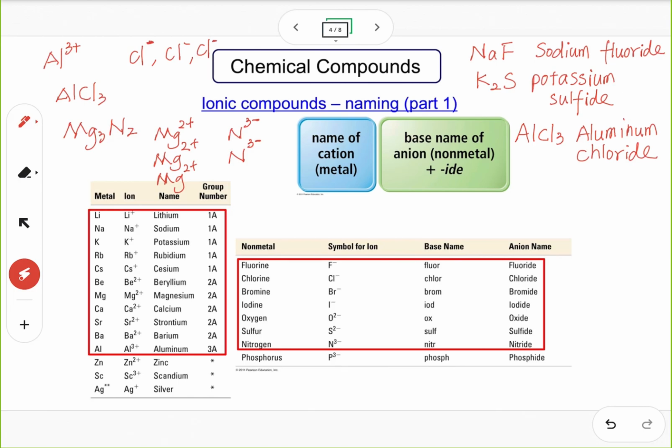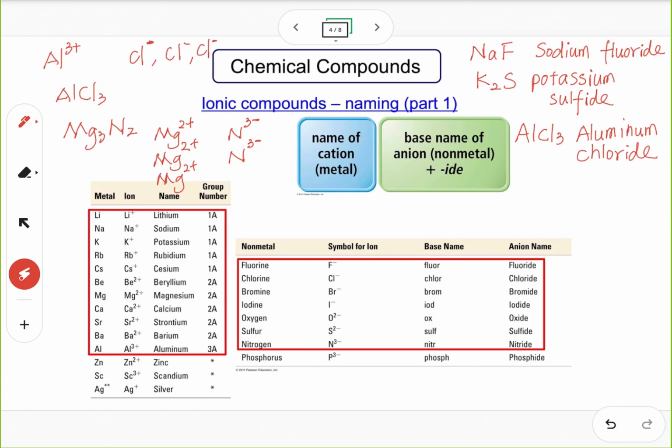All right, folks. On this slide, we'll finish part 1 of naming ionic compounds. I want to remind you of one thing, and that is these main group metals. As you notice, group 1 metals always lose one electron to become cations with one positive charge: lithium 1 plus, sodium plus, potassium plus, rubidium plus, and cesium plus.